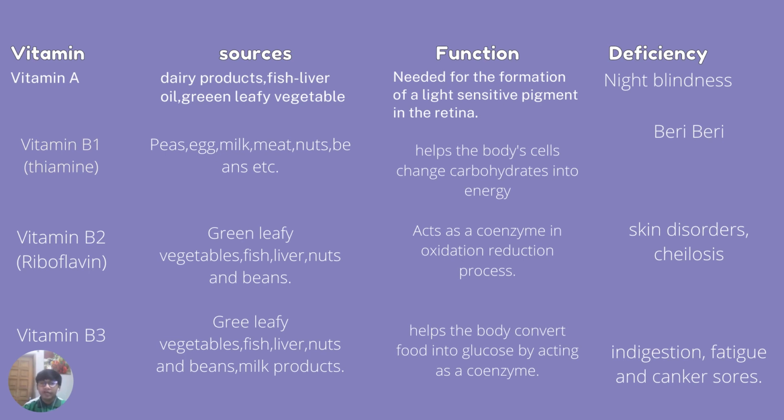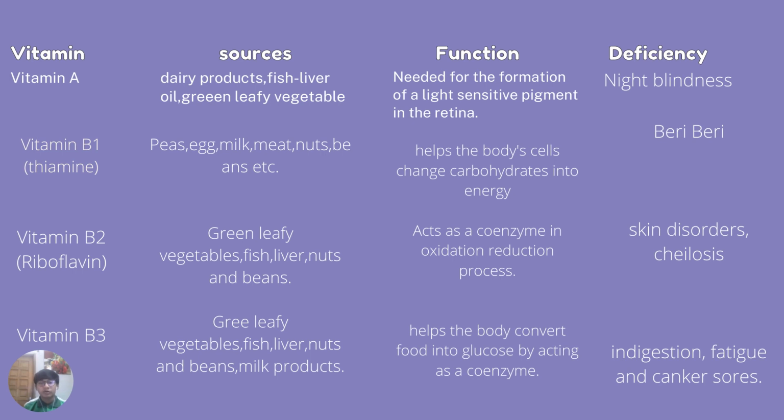What we're going to do now is talk about each of the vitamins with its sources, functions, and deficiency diseases. Now, vitamin A. Some sources of vitamin A are dairy products, fish liver oil, green leafy vegetables, etc. Function: vitamin A is needed for the formation of a light-sensitive pigment in the retina of our eye. So, it is common sense that if vitamin A is in deficit or lacking in our body, it will cause night blindness.